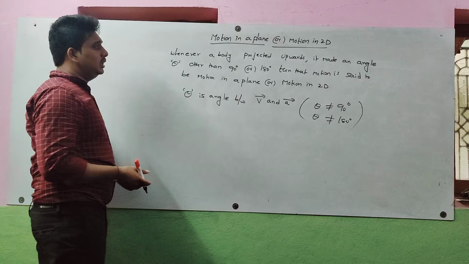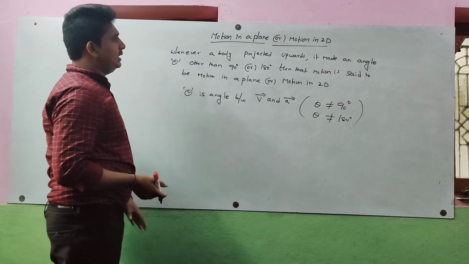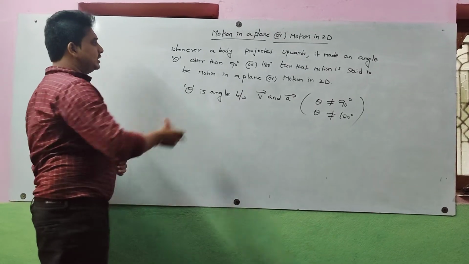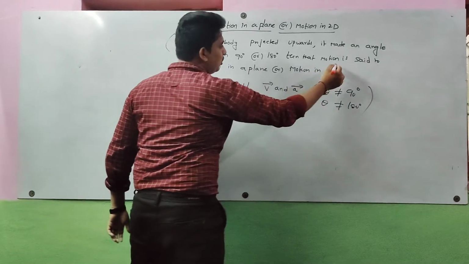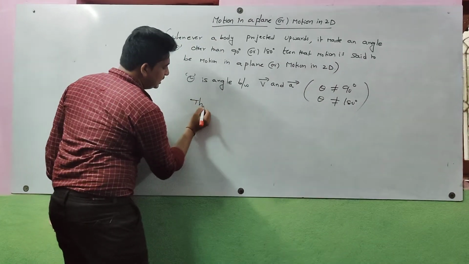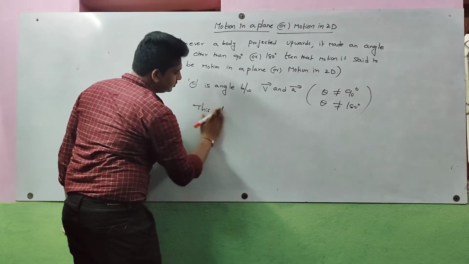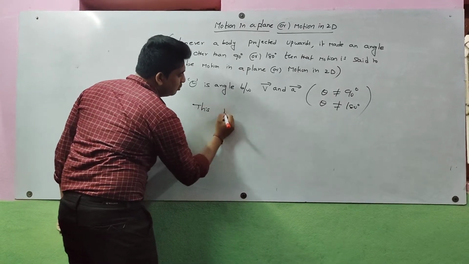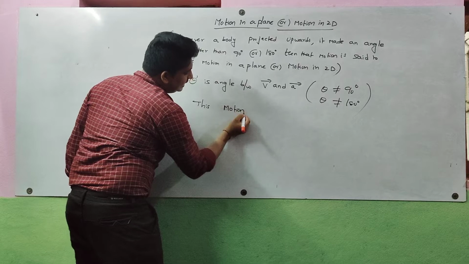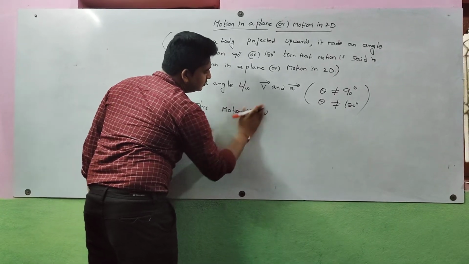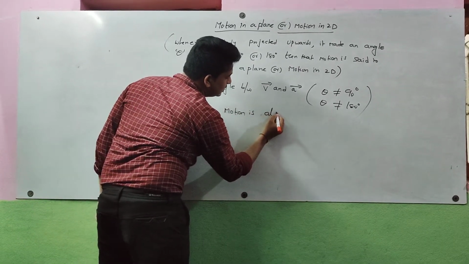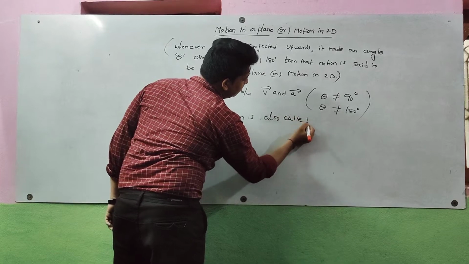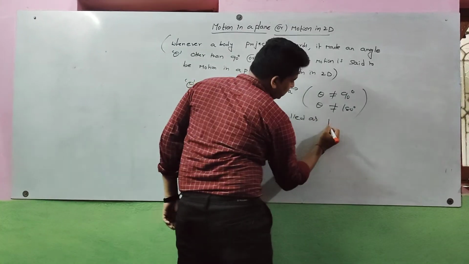So now, in this case, this motion is also called oblique projection. This motion is also called projectile motion.